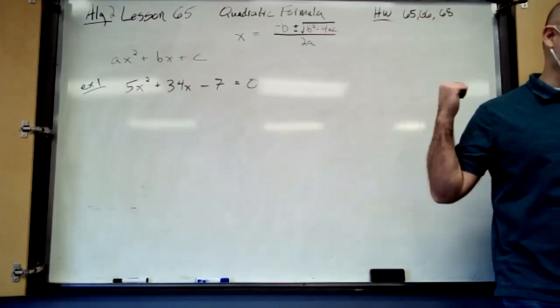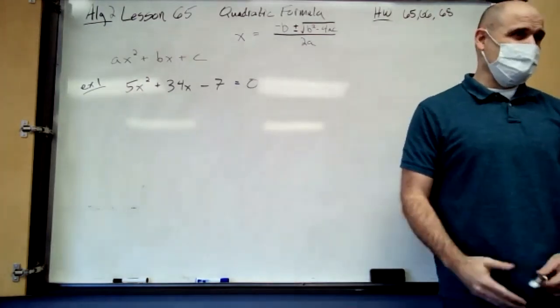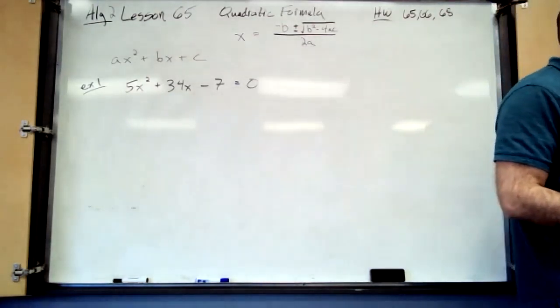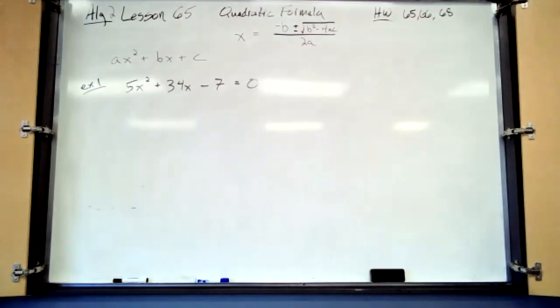If you do a couple of these, this will become your favorite, because it's just math. It's just putting it in. You don't have to remember steps. You just have to plug and chug. You just plug in 5 for a, 34 for b, and negative 7 for c. Right, negative 7 for c, not positive 7. And then you just divide 34 by 2 and square it or something.